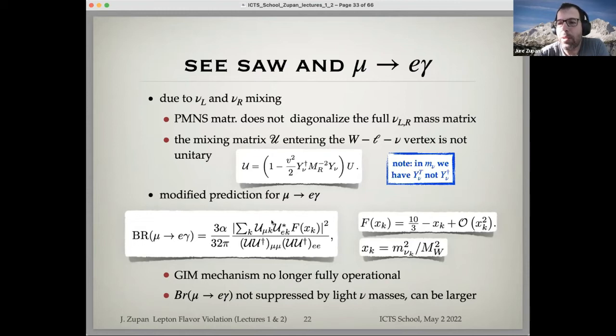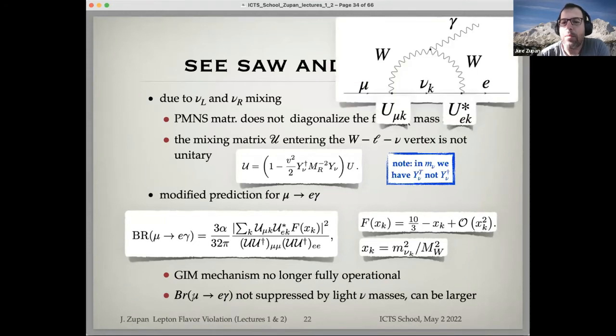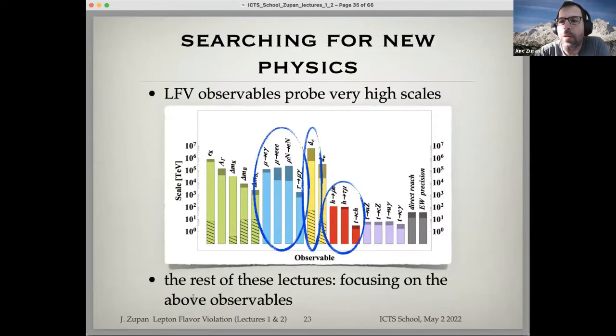And we looked at the simplest example, where we just looked at the effect of the right-handed neutrinos in the seesaw model. And this branching ratio, mu to e gamma, therefore does not need to be suppressed by the light neutrino masses, but can be much larger, at the limit of the present experimental sensitivity.